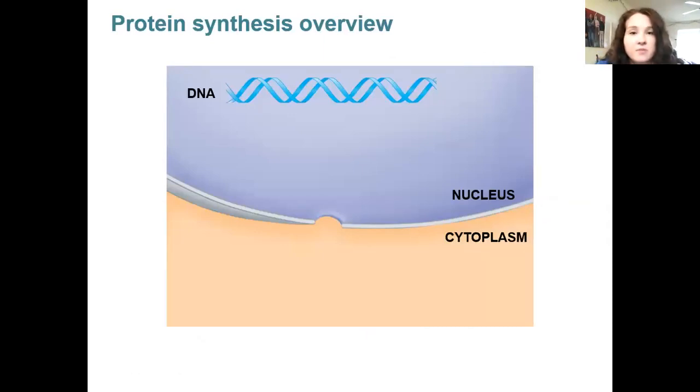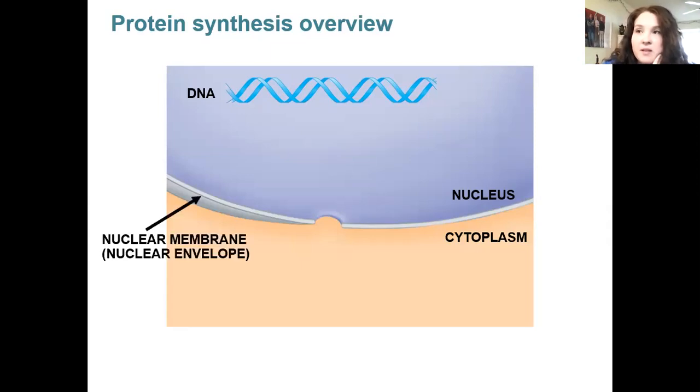Here's a simple overview of the process of protein synthesis in a eukaryotic cell. Remember, a eukaryotic cell has a nucleus. You've got the DNA in the nucleus here. It's separated from the rest of the cell, from the rest of the cytoplasm, and the membrane that separates them is called the nuclear membrane. Sometimes it's called the nuclear envelope. And there are also openings in this membrane so that certain things can go in and out. And those structures are called nuclear pores.